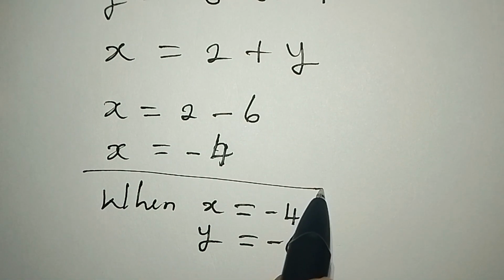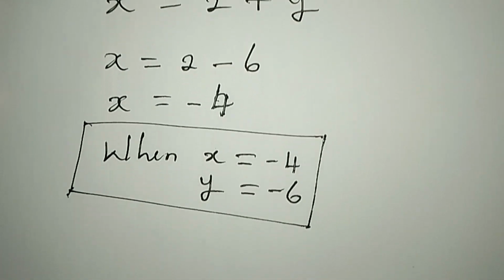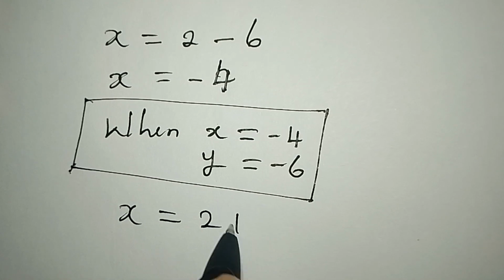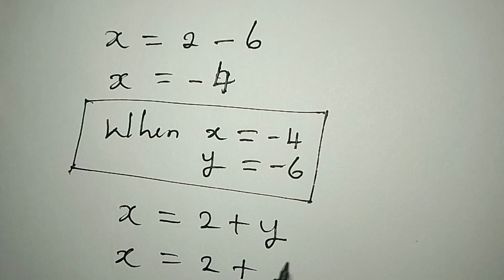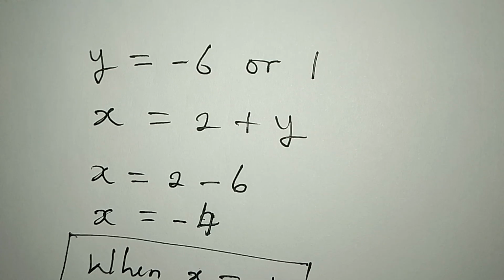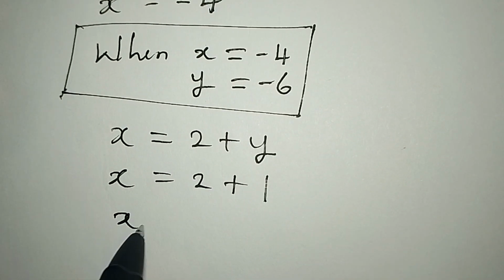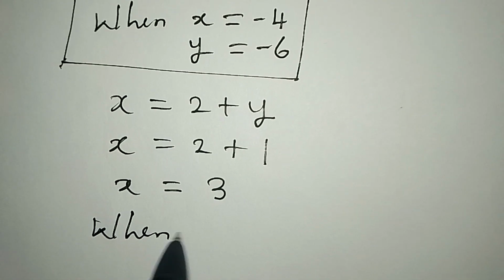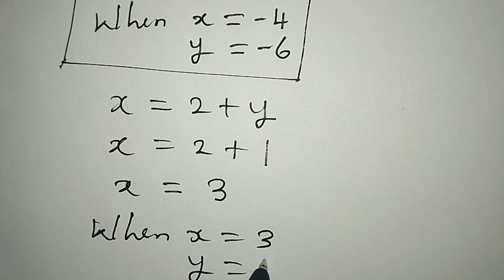Now, let's keep this aside because we're going to check to see if both of them will satisfy. Then, to continue, we still have x equal to 2 plus y. Now, we are going to use 1 because we've used minus 6 before. So we use 1 this time for y. So our x will now be 3. So this means that when x equals 3, y equals 1.